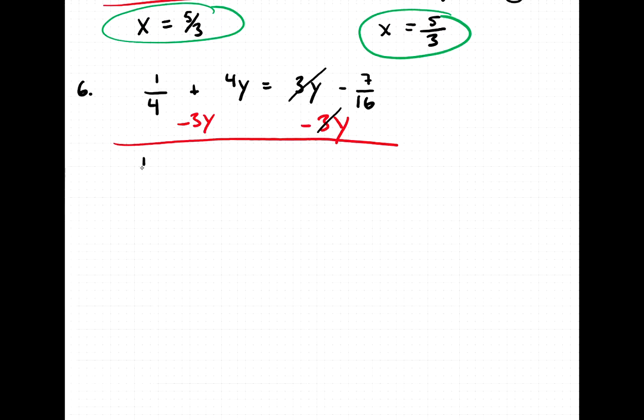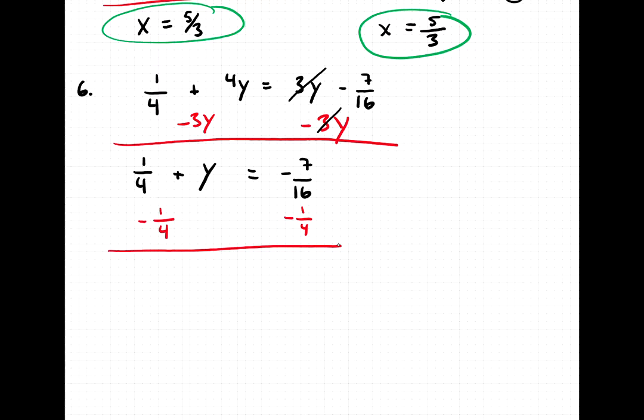All right, so then we'll have a 1/4. 4y minus 3y, that leaves us with a plus 1y equals negative 7 over 16. We want to get y by itself, so we have to get rid of this 1/4. The opposite of a positive 1/4 is a negative 1/4. So let's subtract 1/4 from both sides of the equation. And that will give us what we want.